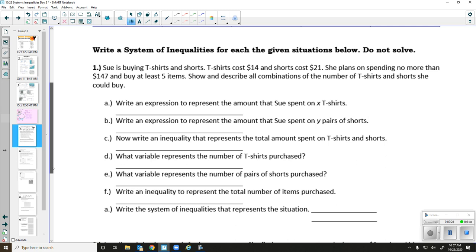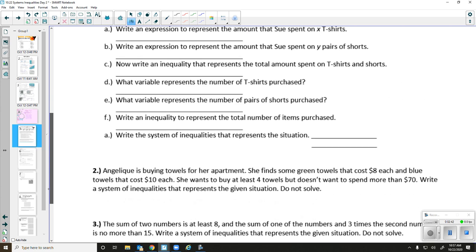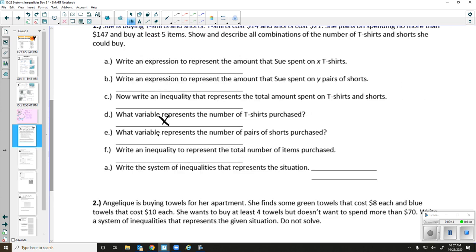So in this word problem, what are the two variables? Number of t-shirts and number of shorts. So I'm going to call those X and Y. T-shirts will be X, shorts will be Y. If you wanted to use T and S, that is fine. I don't care what variables you use, as long as you define them, like tell me what they are.